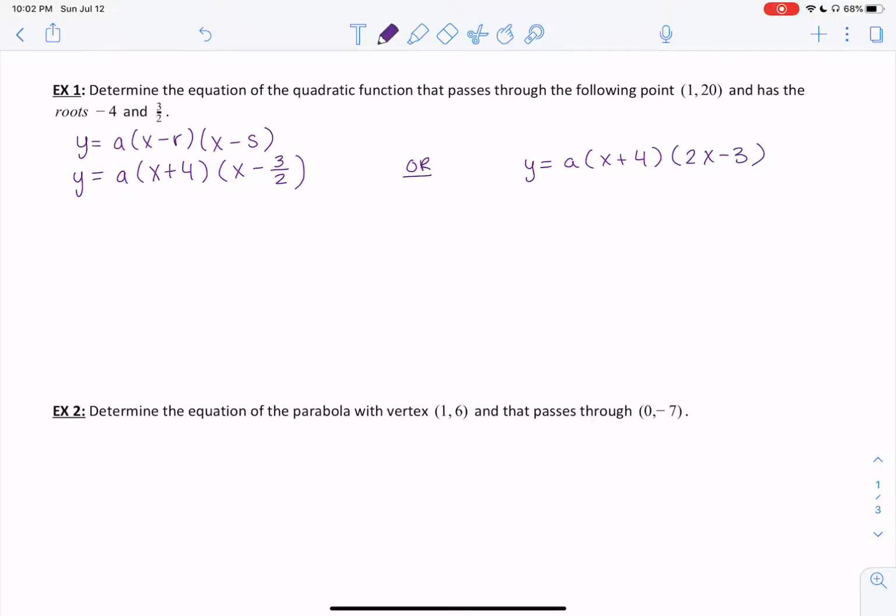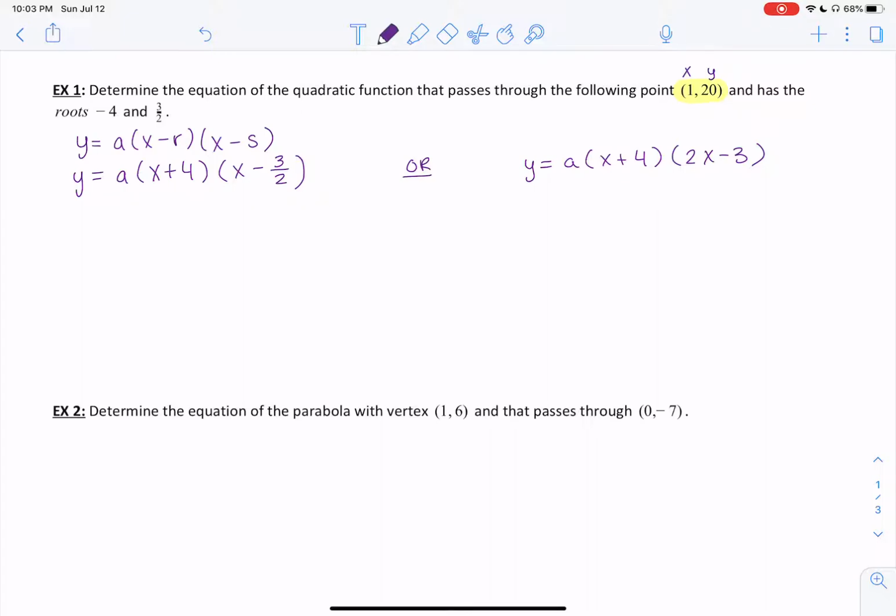Okay, so now we need to find our A value. And if I start rearranging things to find A right now, I have way too many variables going on. So now I go back to my question to see if there's anything I haven't used yet. And I notice that I haven't used this coordinate, 1, 20. And I can take this coordinate, x and y, and just sub it into my equation to solve for A.